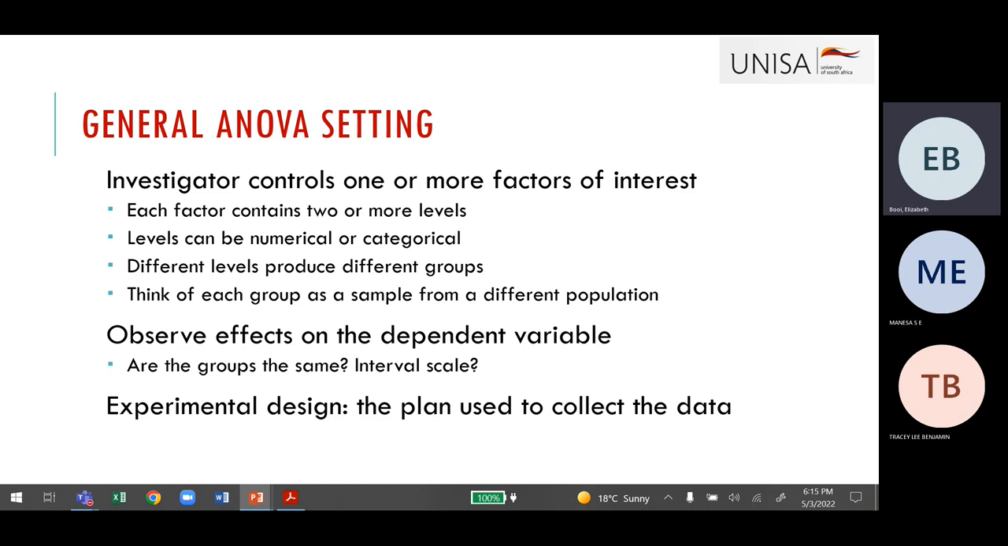And when it comes to the experimental design, remember, it means you can select things that you just want to experiment with before you run your normal data analysis as well. So you first need to plan how you're going to collect the data that you're going to be using in order for you to calculate the ANOVA.